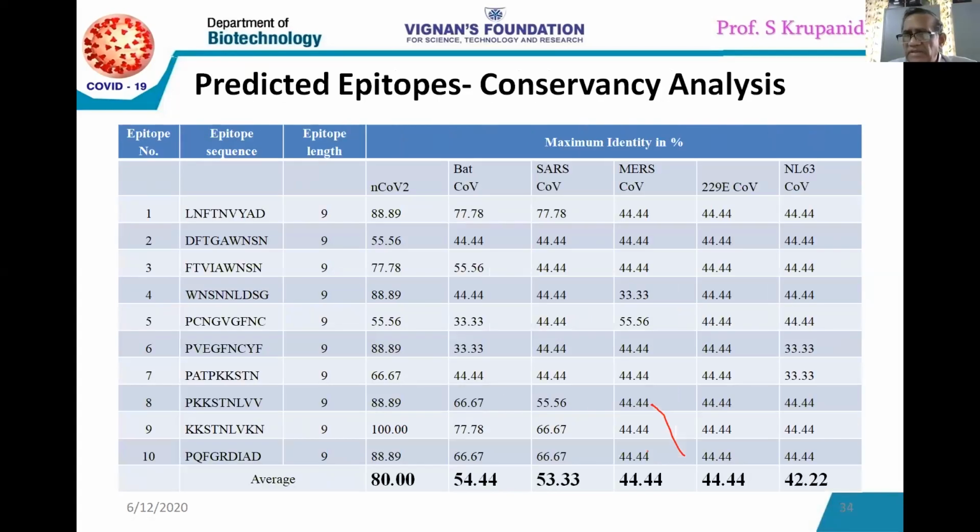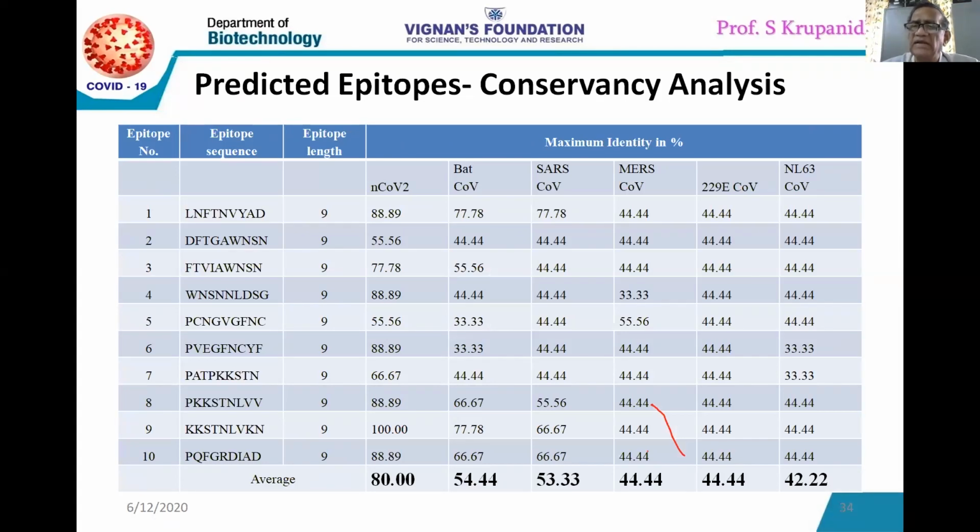Apart from these things, we also used the IEDB, that is the Immune Epitope Database. In that, we submitted the protein sequences because we wanted to predict the epitopes. In that, we got nearly 64,000 hits. So after 64,000 hits, we took this Excel sheet.